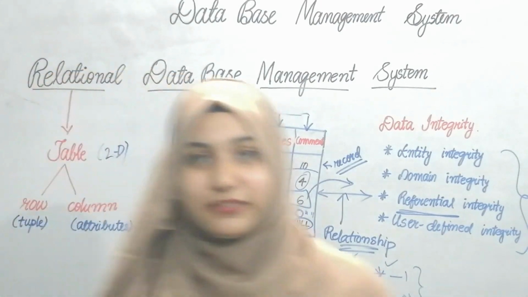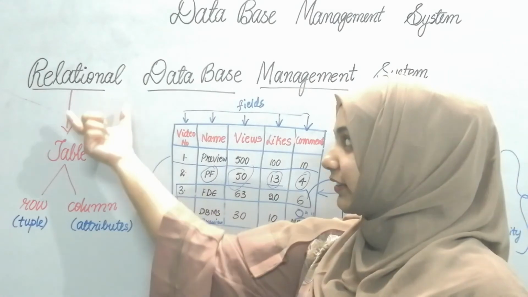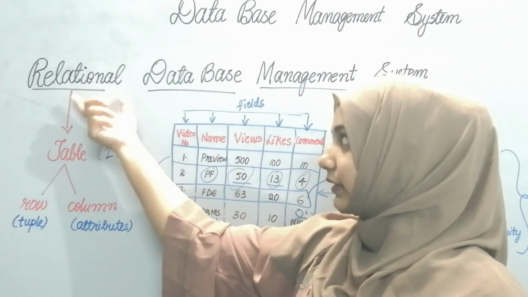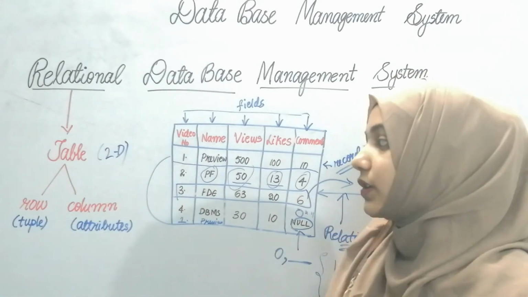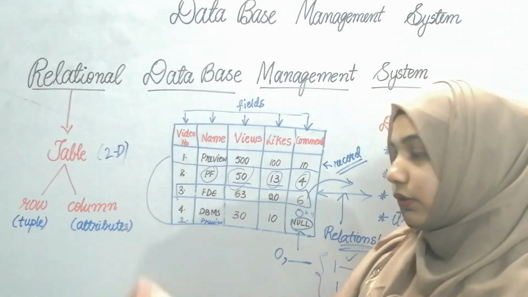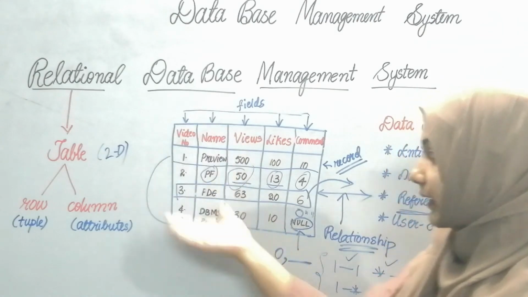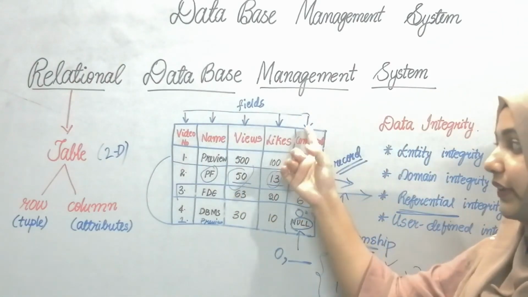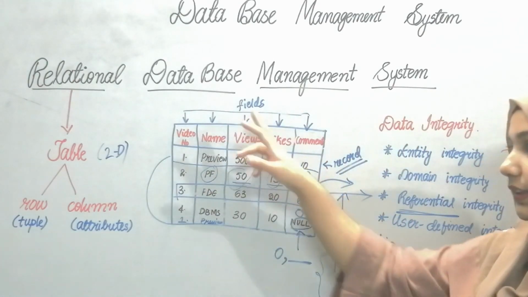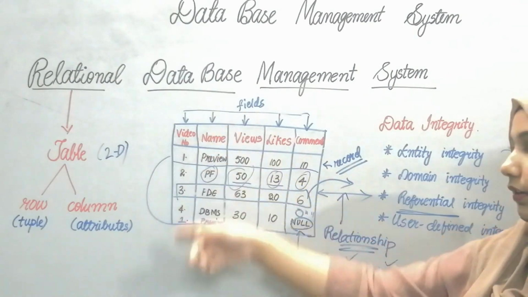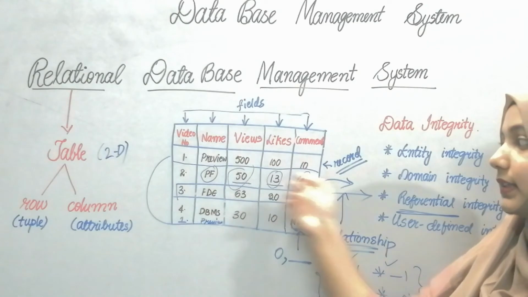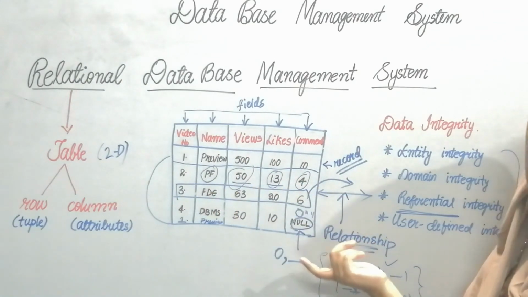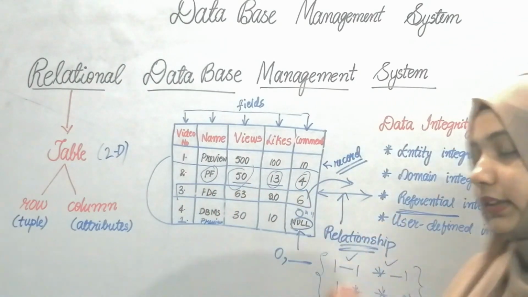Easy, understood. We have seen what? A relational database management system. Relation is nothing but a table. Table has got rows and columns. Rows are also known as tuples. Columns are also known as attributes. This is an example of a 2D table. We have got fields. We have got attributes. Vertical entities are nothing but columns, and horizontal entities are nothing but rows or records, right? And we have got data integrity.